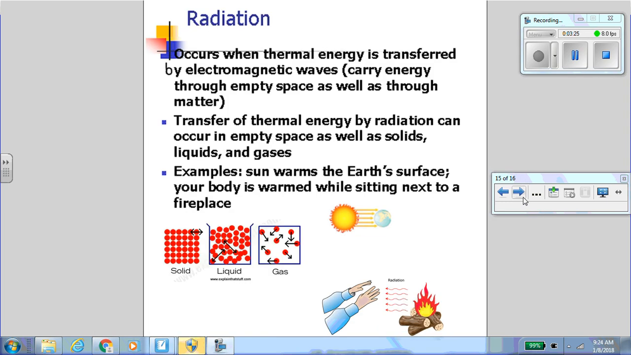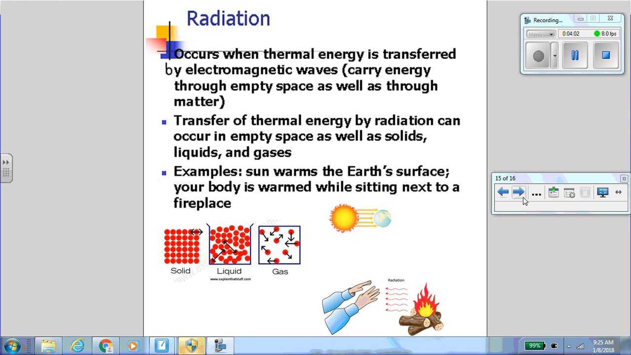Moving on. Radiation. Radiation is going to occur whenever thermal energy is transferred by what we call electromagnetic waves. In our last video lesson, we talked about electromagnetic energy, which is energy that is carried through empty space. Some examples of electromagnetic energy might be light or infrared, X-rays. All of those would be examples of what we would call electromagnetic energy. Well, whenever heat is transferred by these types of waves, then that is what we would call radiation.